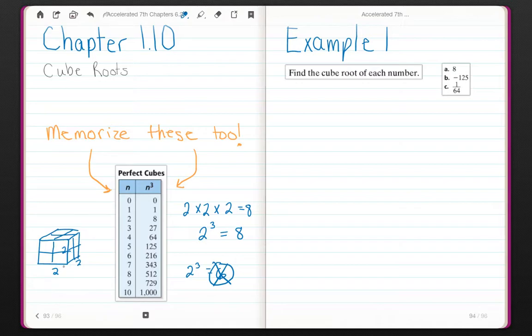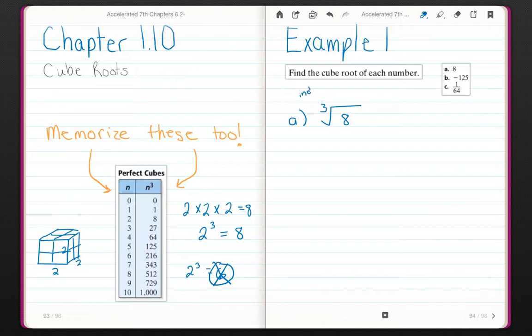So let's find the cube root of each of these numbers in example A, or example 1. So A, I want the cube root of 8. Well, there is a symbol. You all know the square root symbol, right? The cube root adds a 3 right here. This is called the index. You don't need to remember that right now. You can remember it later. This means I want the cube root of 8. So looking at my chart over here, the cube root of 8 is equal to 2. 2 times 2 times 2 equals 8.